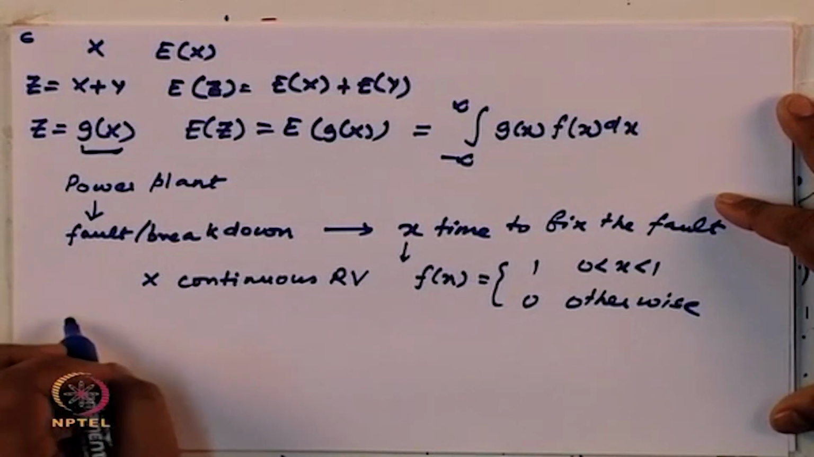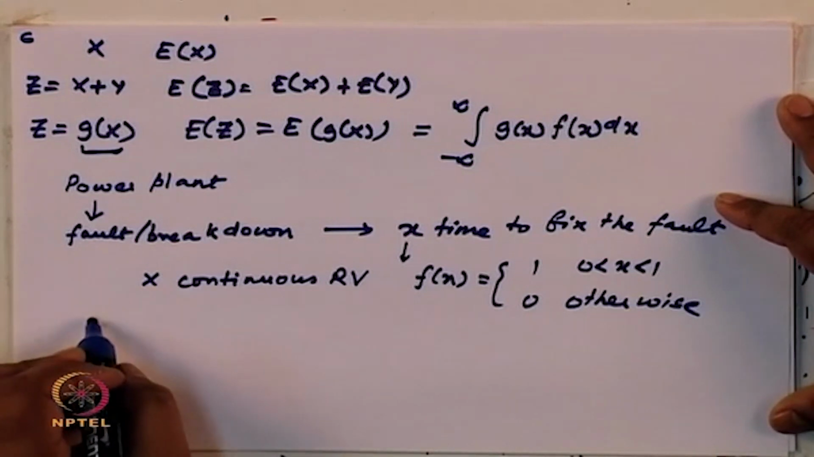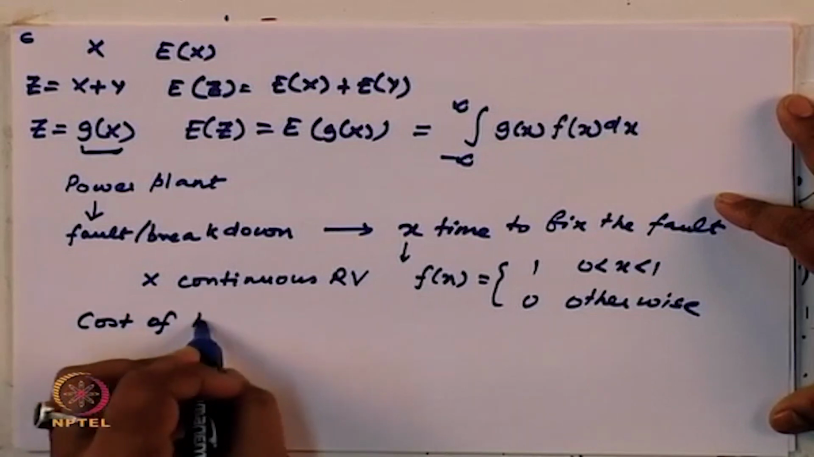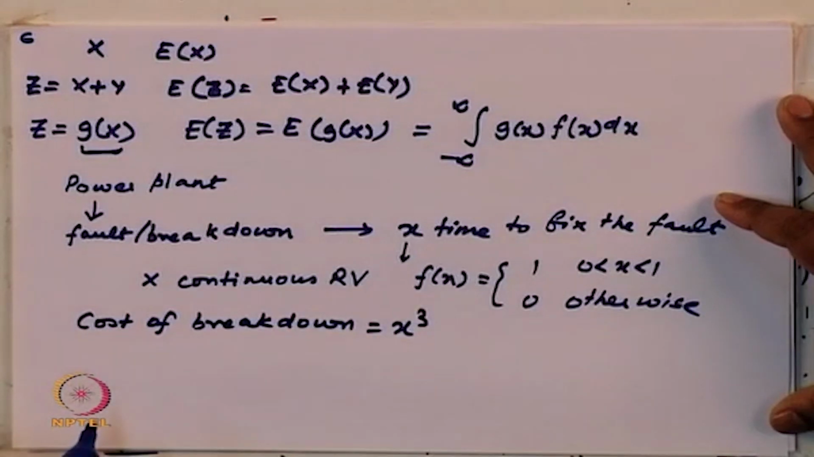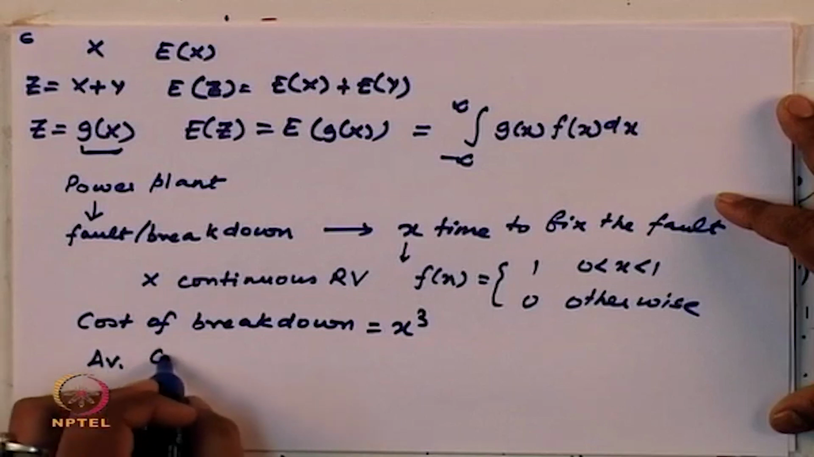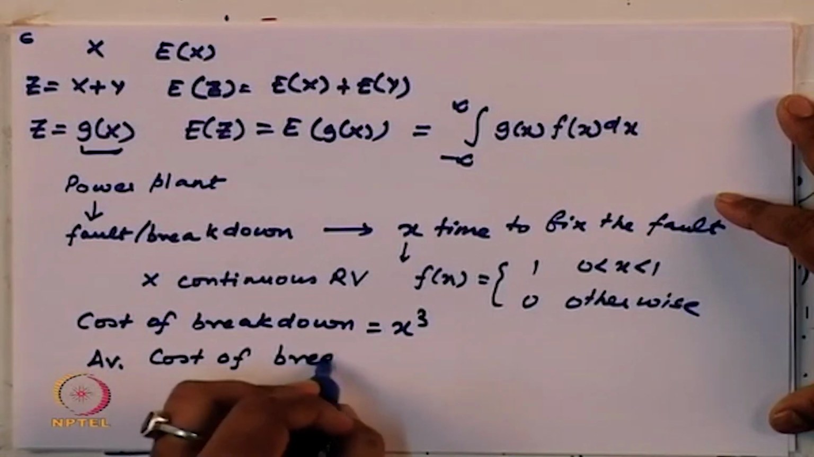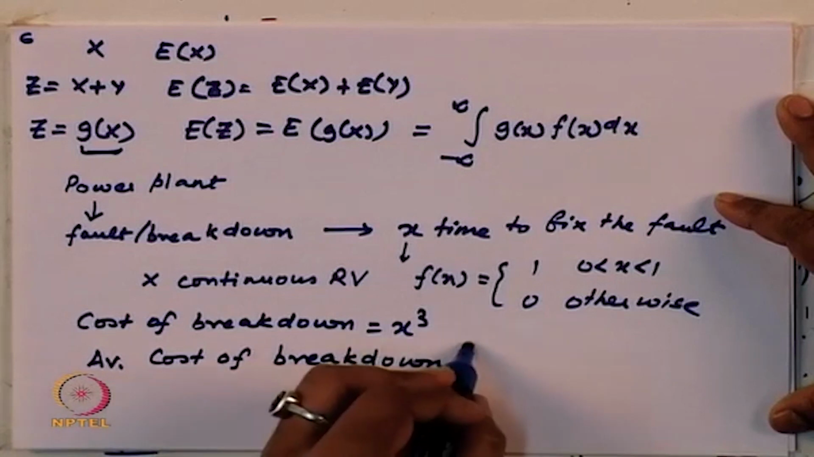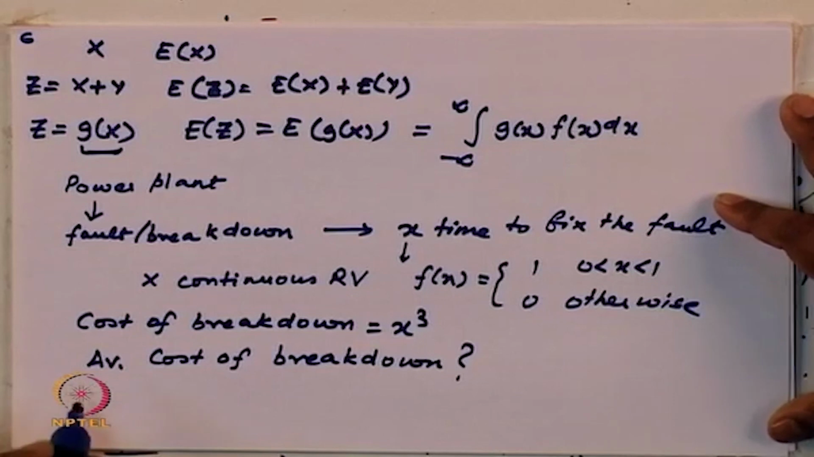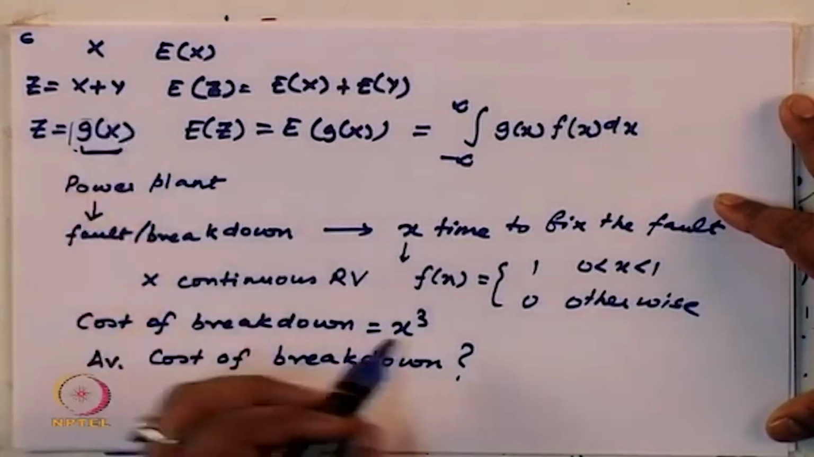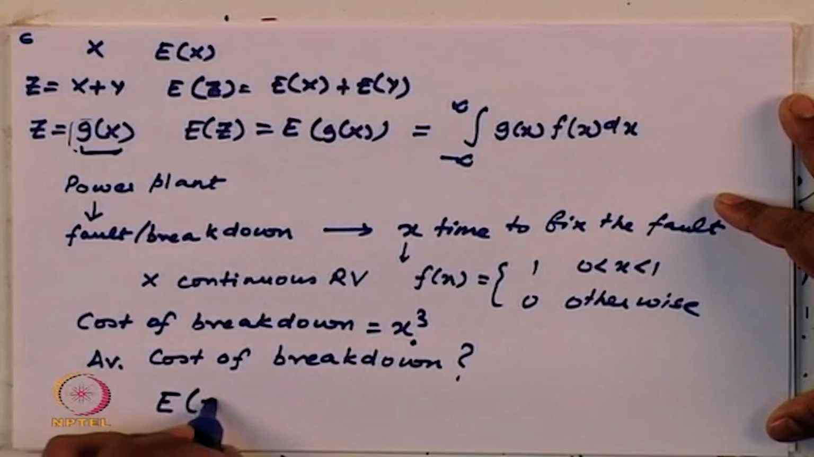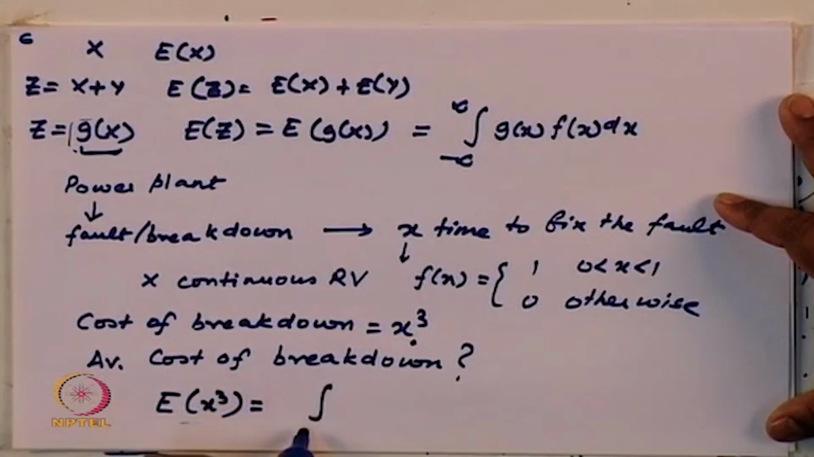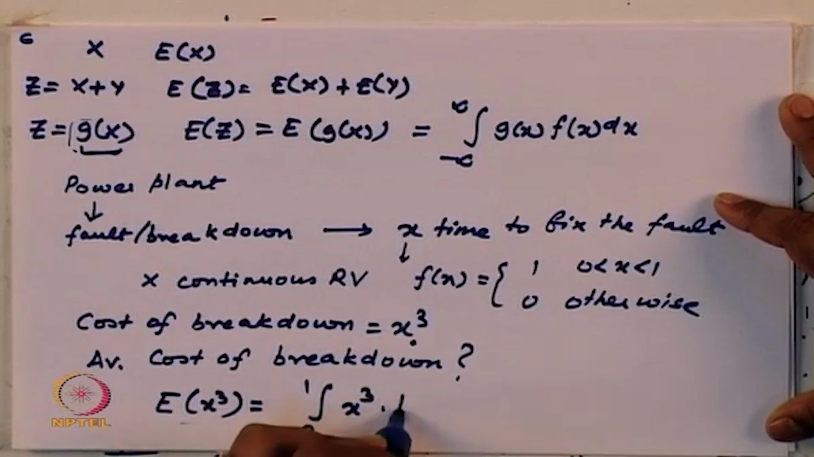Now there is a cost associated with this breakdown. The cost of breakdown is x cubed. So the question is, what is the average cost of breakdown? What will you do? Essentially you have a function g of x, which is x cubed, and this is the corresponding probability distribution. So we want to find the expectation of x cubed, which is nothing but the integral from 0 to 1 of x cubed into 1 into dx.